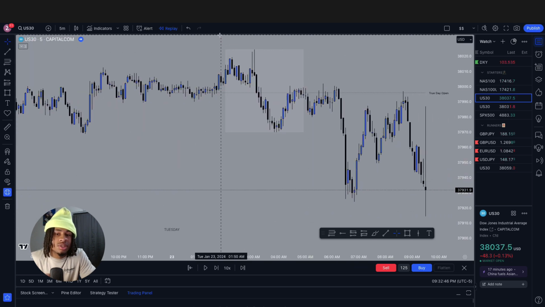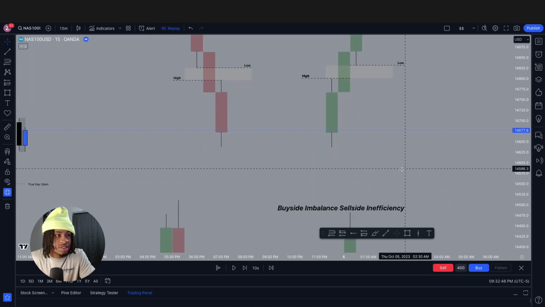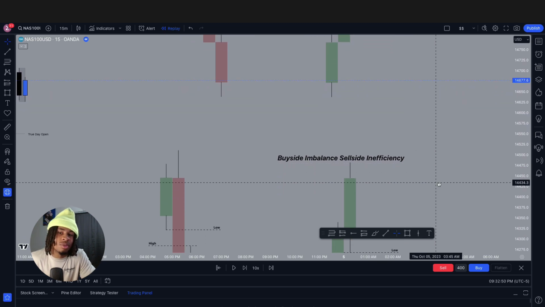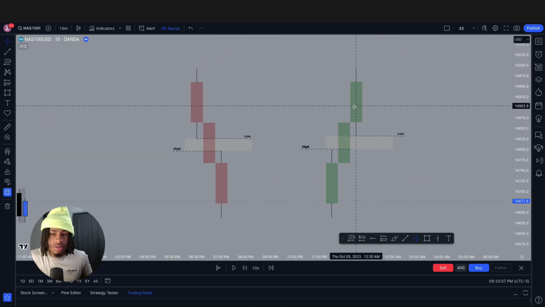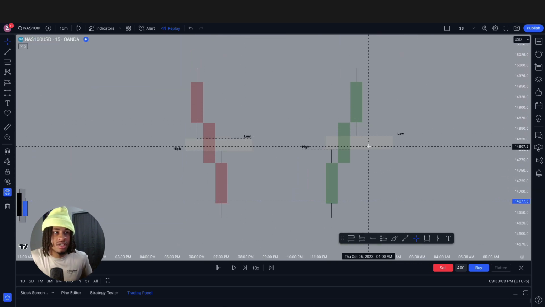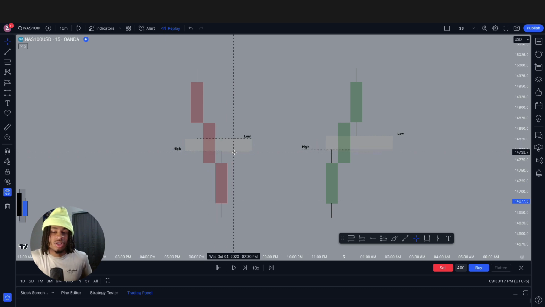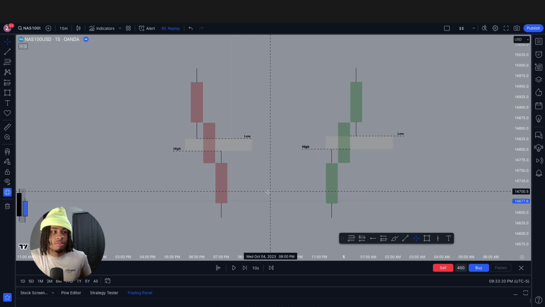All right, so now I want to dive into the SIBIs and the BISIs, because this is just a little bit more technical. SIBI stands for sell side imbalance, buy side inefficiency. BISI stands for buy side imbalance, sell side inefficiency. If we scroll back up here, these fair value gaps are just imbalances. There's more buyers able to get into the market than sellers, hence buy side imbalance. Here there's more sellers able to get into the market than buyers, hence sell side imbalance.